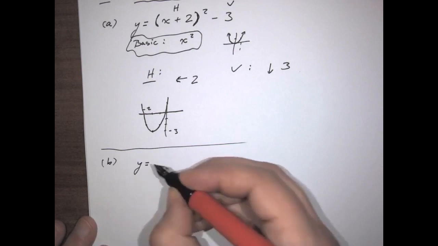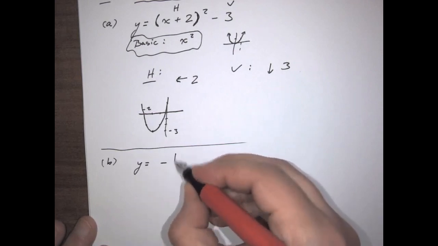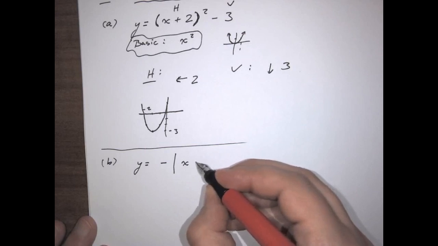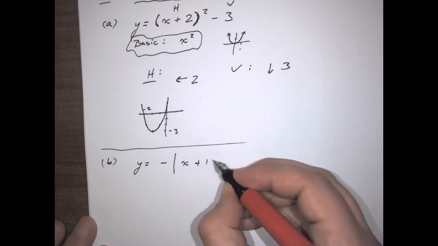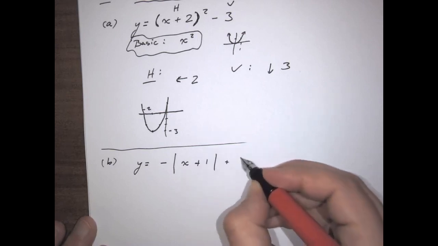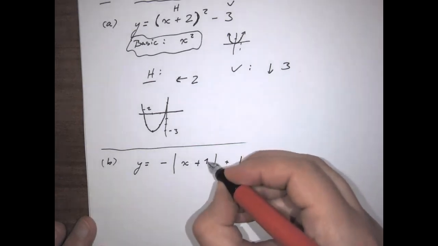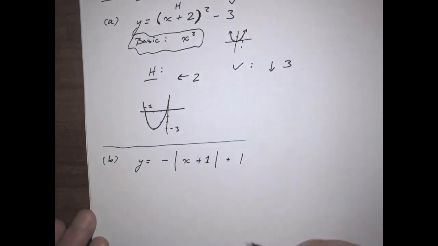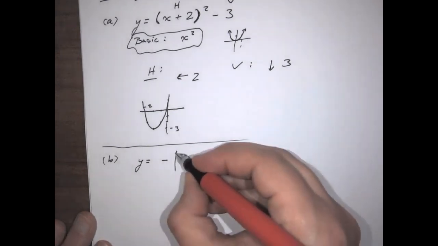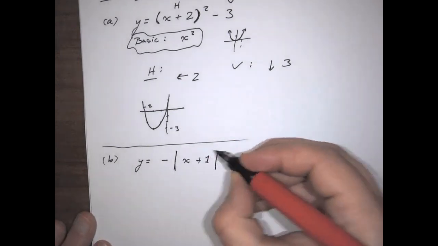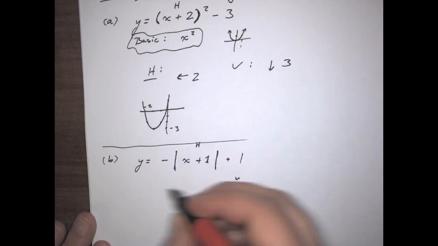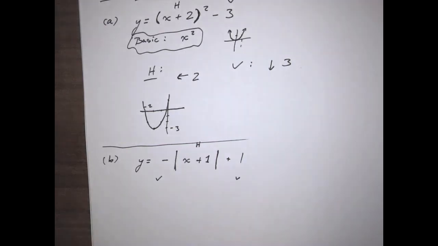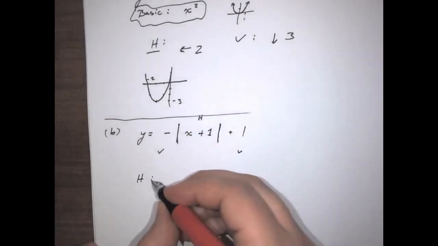Now let's consider our y equals negative absolute value of x plus 1, plus 1. Okay, let's think about the transformations that are happening here. In here, these are the horizontal. Outside are the vertical. So horizontally speaking, we're talking about only this part.